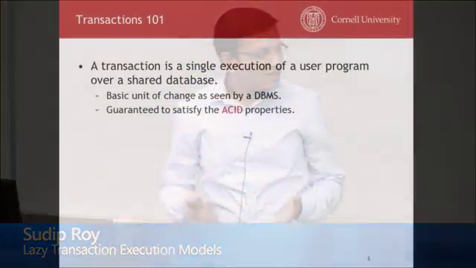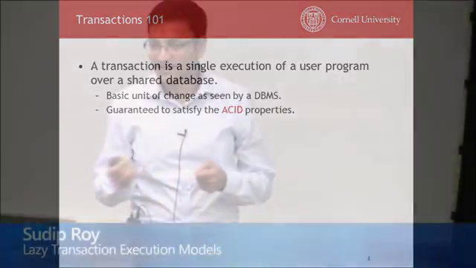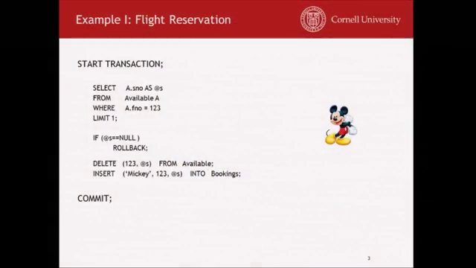So today I'm going to present my thesis work on lazy transaction execution models. Let me start by reminding you of what a transaction is. A transaction is a single execution of a user program over a shared database state. Informally, it is a basic unit of change which the database sees. This execution of the program is guaranteed to satisfy the ACID properties. I'm sure that all of you are familiar with what ACID is, so I'm not going to go into the details of that. But let me show you what such a user program usually looks like.